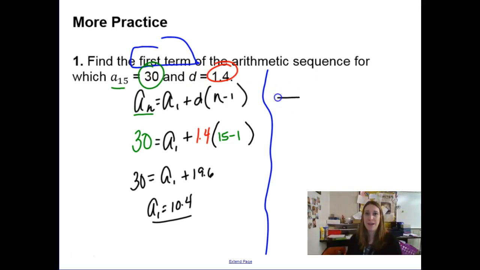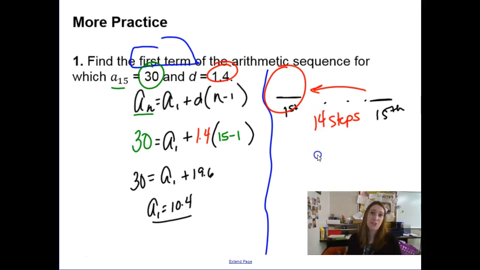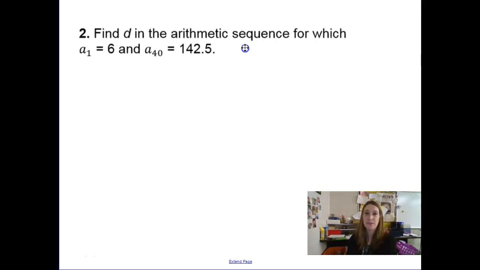If I need to get back to the first term, and out here I have the 15th term, I think about how I am going to back up to the first term. I'm going to back up 14 steps to figure out what this term is. So what I did was I said, okay, start with your 30, and then back up 14 steps of 1.4. That was the common difference, right? And guess what answer I get? I get 10.4. So I don't care if you follow the formula or you want to use your conceptual brain and figure out what's really going on in the sequence, whatever you are more efficient at.